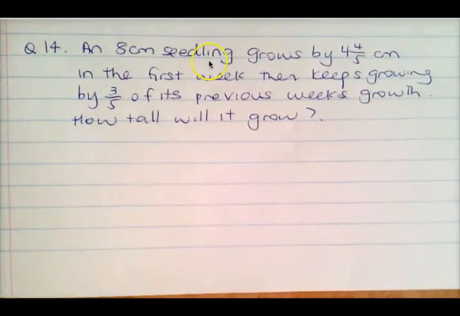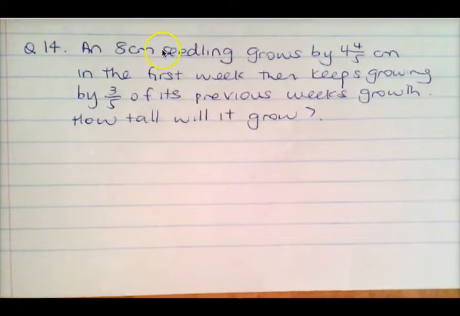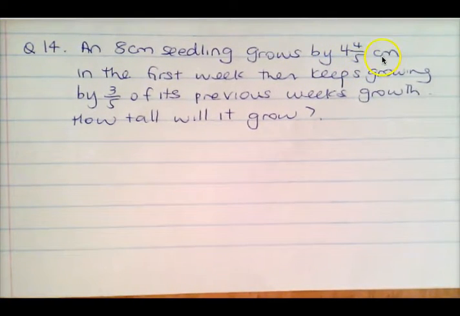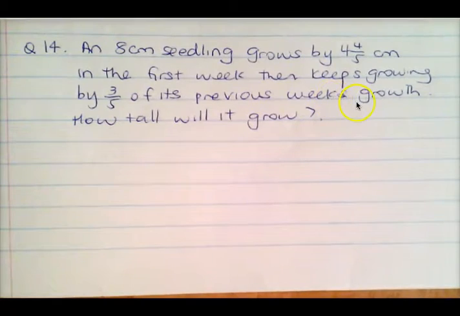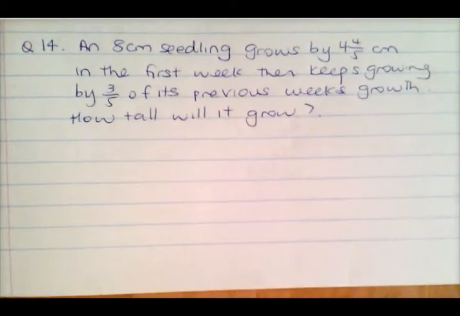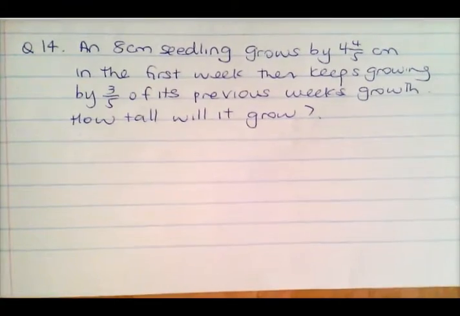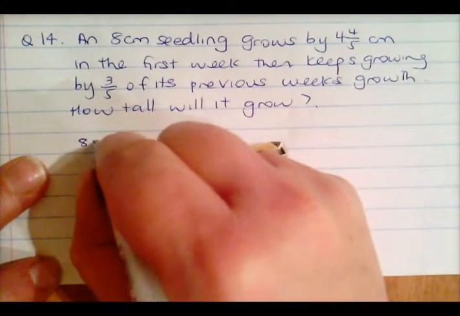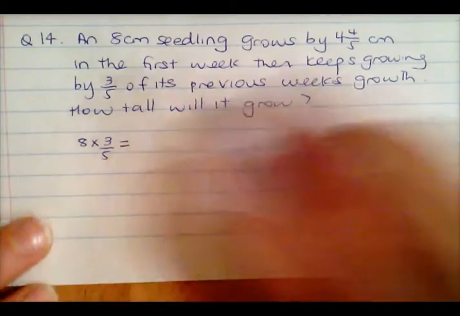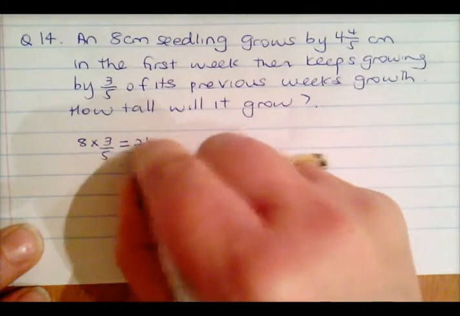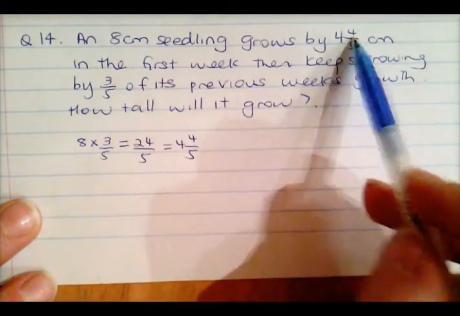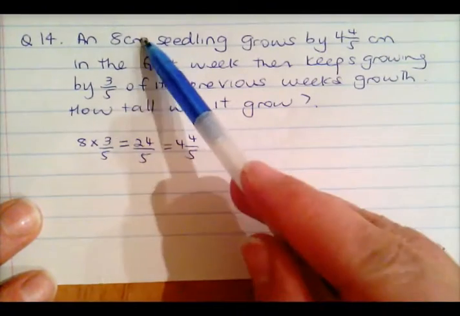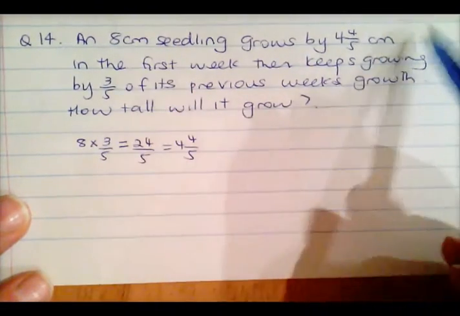Now, question 14. It says an 8 centimetre seedling grows by 4 4/5 centimetres in the first week and then keeps growing by 3/5 of its previous week's growth. How tall will it grow? Now, if we start with 8 and we times it by 3/5, we get 24 over 5, which is 4 4/5. So that's how much it grows by. In other words, it's growing by 3/5 of its height in that first week.